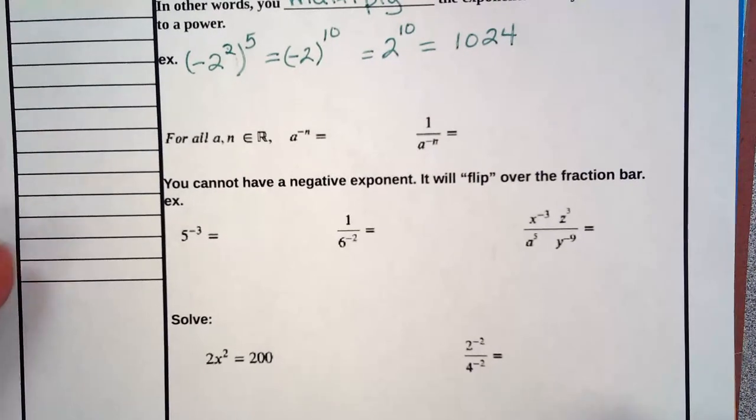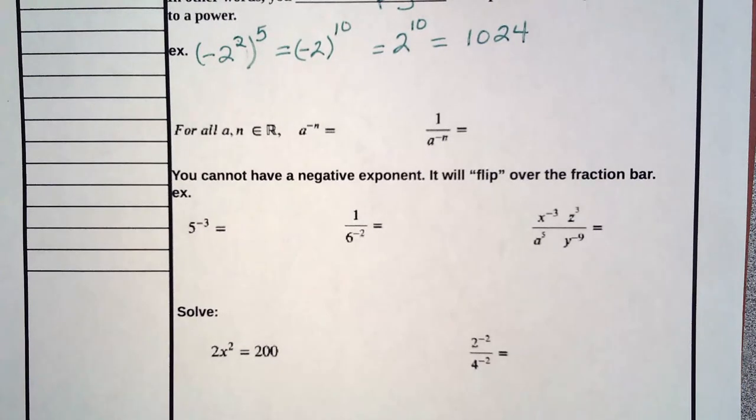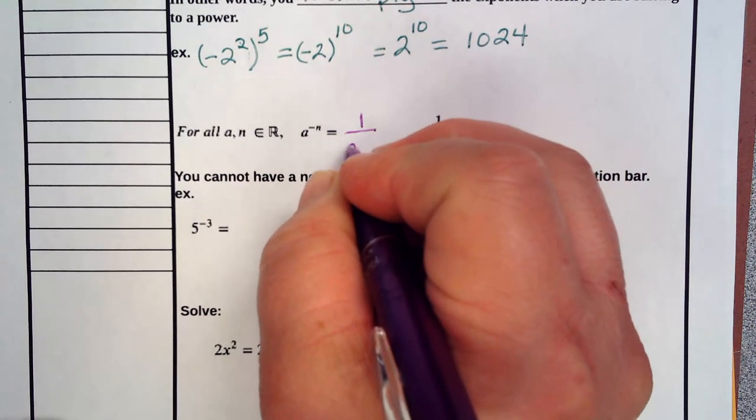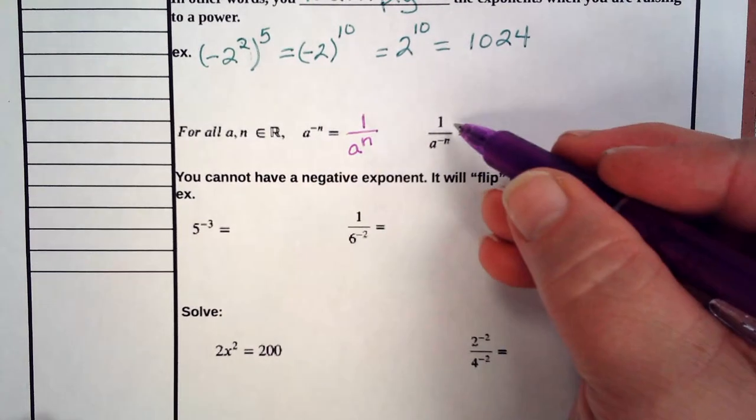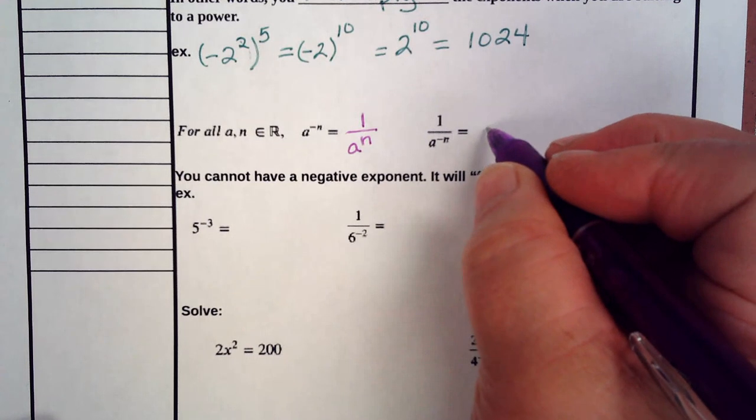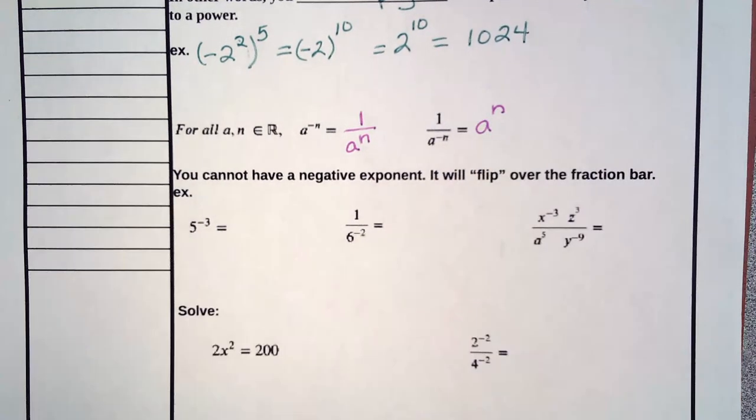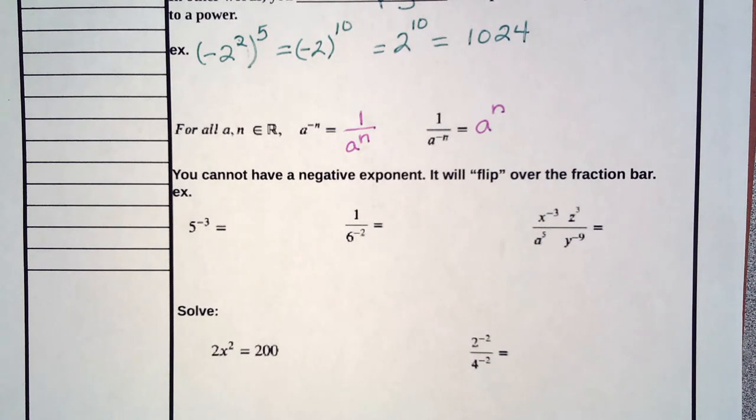Okay, and for the last rule that we're going to go through, for all a and n, which are elements of the real numbers, a to the -n equals 1 over a to the n. 1 over a to the -n is equal to a to the n. In other words, you can't have a negative exponent. It will flip that expression or that number over the fraction bar.